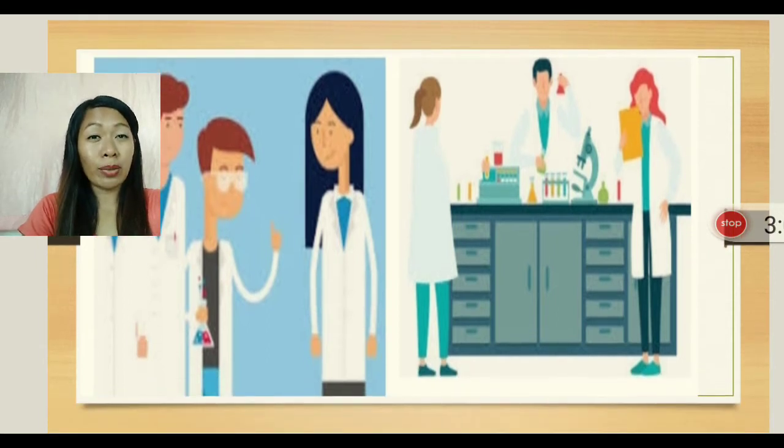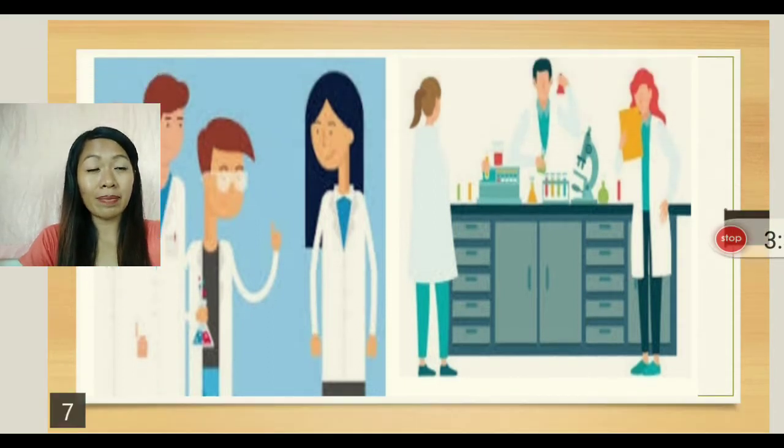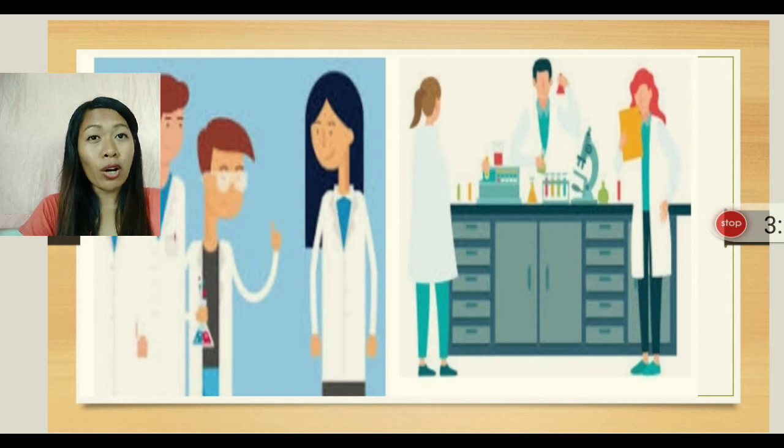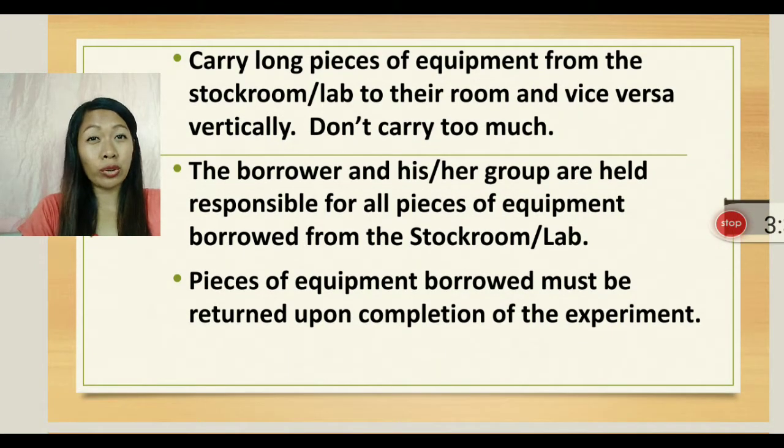In the picture, at the right portion, we see in the middle the laboratory technician, and the lab technician shall provide a laboratory form for the student to write down all the items that they need in their experiments. The borrower, including her or his group mates, are the ones responsible for the items that they have borrowed.